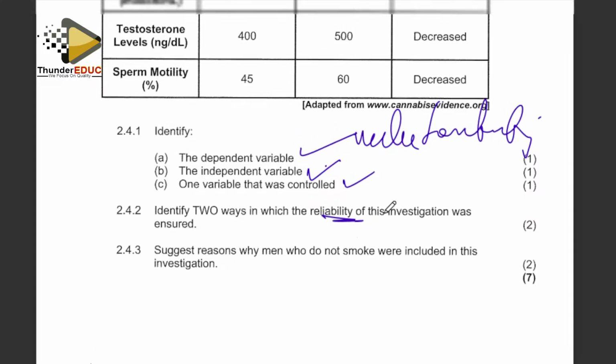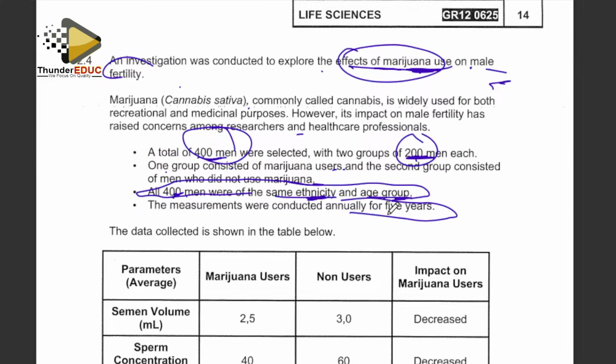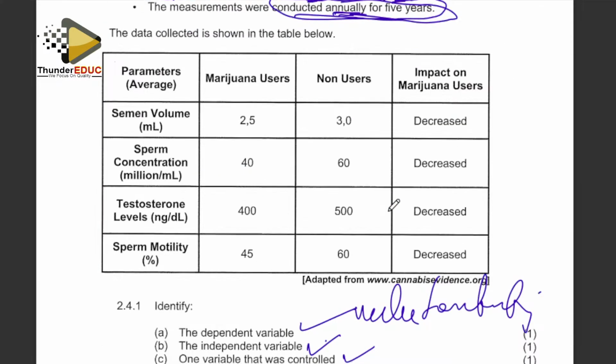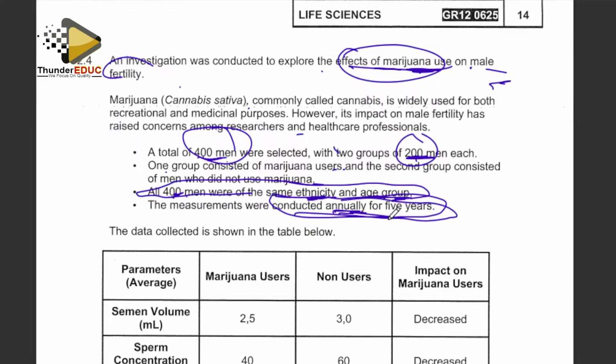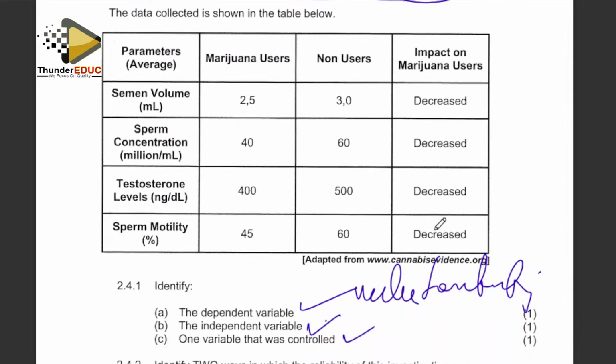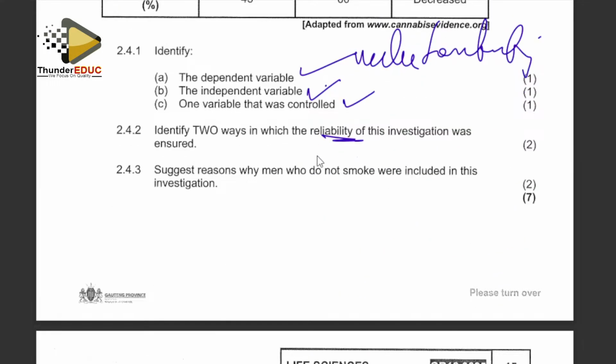It was ensured reliability by, remember, you repeat the experiment. So what did they do? They repeated it annually. They conducted it annually for 5 years, meaning that they repeated it 5 years. That's number 1. Number 2, you increase the sample size. They used 400 male. That's the sample size. To increase the reliability, they used 400 male. So that's the meaning. So that one is also done.